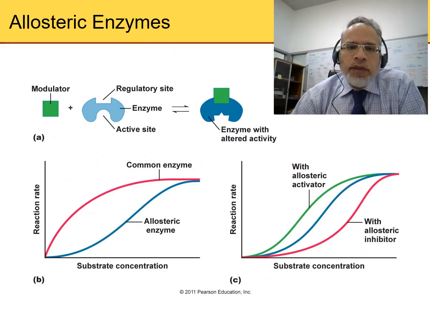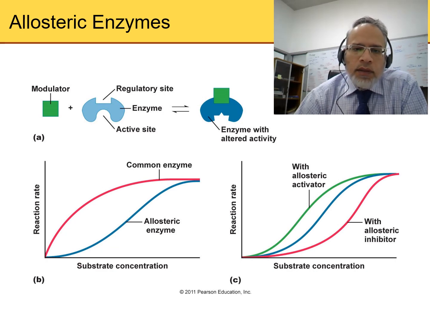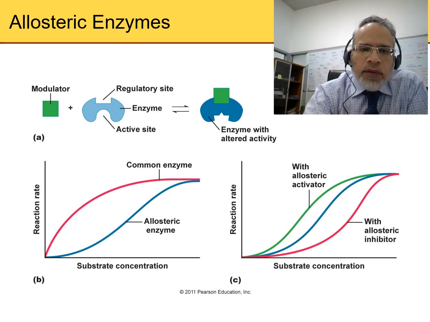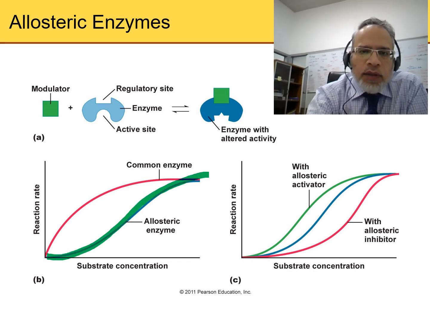Okay. Now, let's see how the graph would look for a typical allosteric enzyme. It would look basically like the normal graph, a sigmoidal graph like this.